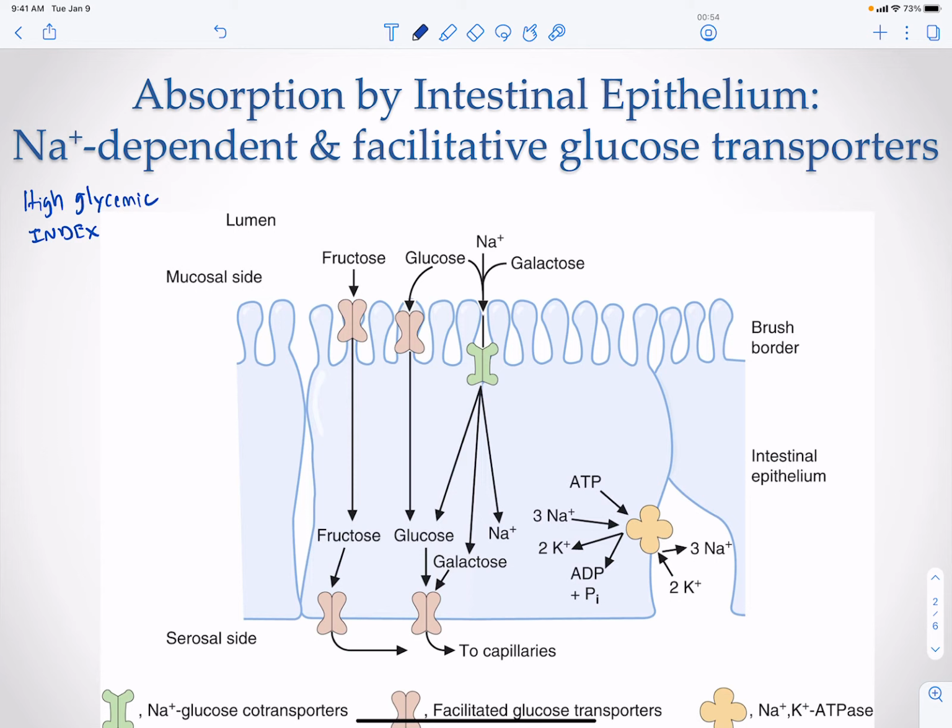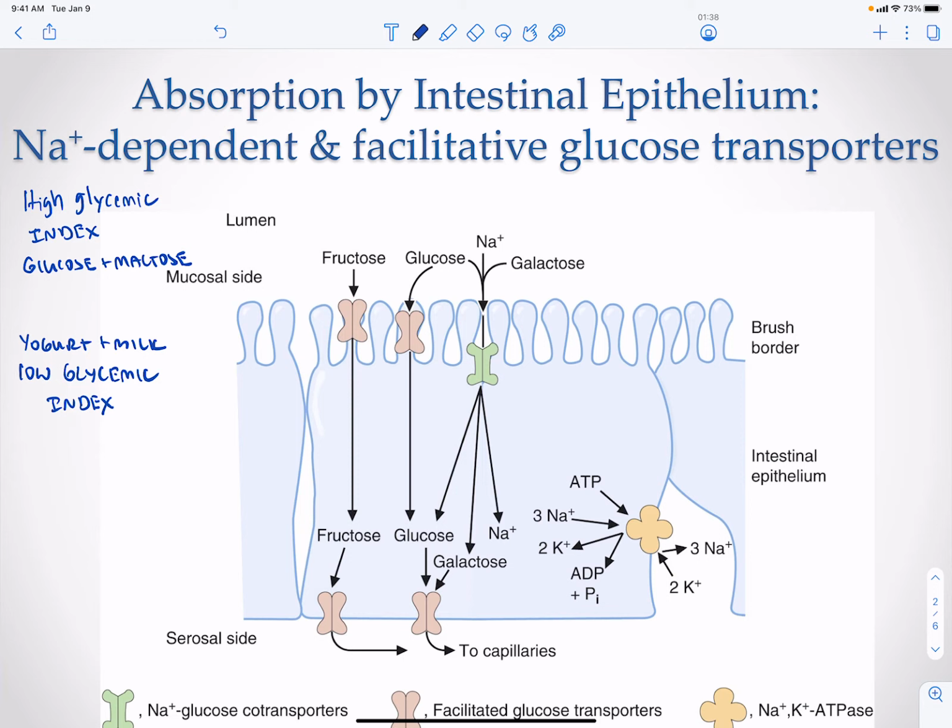And foods with a high glycemic index are going to be glucose and maltose. And then some with a lower glycemic index, which means they are going to be absorbed slower, are going to be things like yogurt and milk. And so keep in mind that glycemic index is a measurement of how quickly the sugar or the carbohydrate gets into the blood.